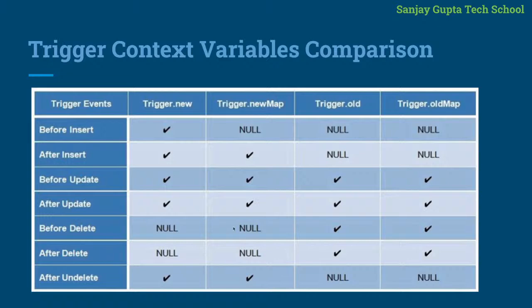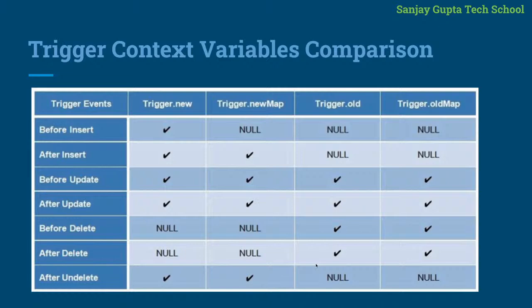In case of delete, new will be having nothing. It will be null. Because we are deleting, so we always delete old records. So trigger.old and trigger.old map will be having values. New won't be. And same with undelete. Undelete will be having new values because undelete means we are restoring values from recycle bin. So those are considered as new records and it won't be having any old values.